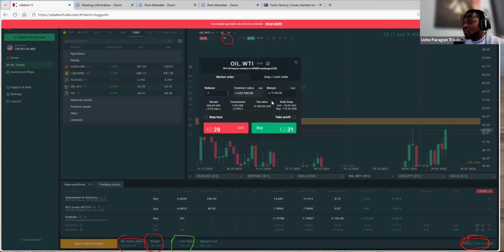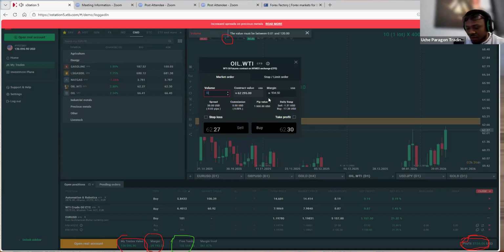Now this is 10 lots. Look at what they're giving me. $9,000 of margin will be required to open this trade. So if I have $10,000, I can't even open the trade in the first place with 10 lots. Now with one lot on here, they're telling me I will need approximately $934 to open this trade with one lot. That means if I have $1,000, I should not even try to use one lot to trade.